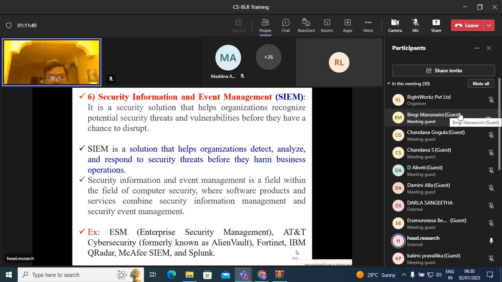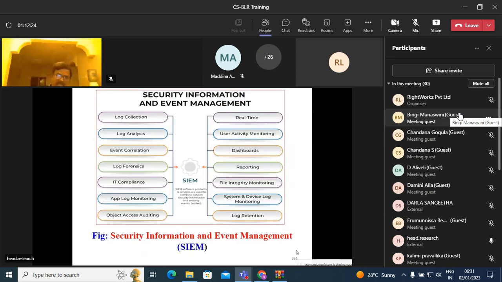Examples: ESM, enterprise security management. AT&T Cyber Security, formerly known as Alien Vault, Fortinet, IBM QRadar, McAfee SIEM, and Splunk. These are the various SIEM tools and techniques we are using. SIEM helps organizations detect threats and viruses, analyze data and respond to security threats before they harm business operations.